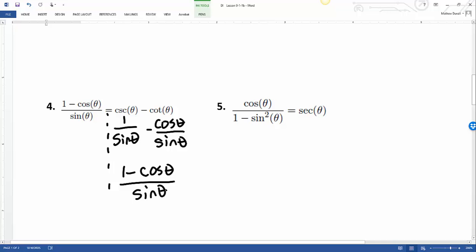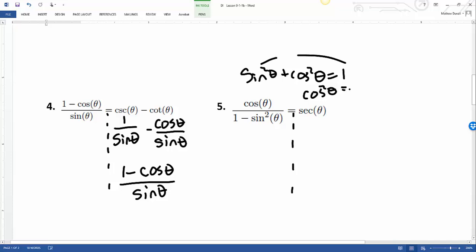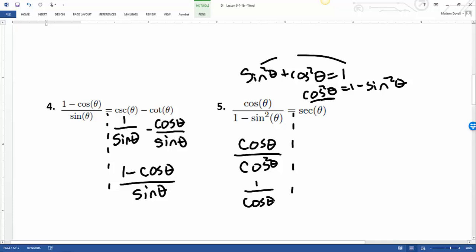Number 5, it looks like I have Pythagorean identities. So sine squared theta plus cosine squared theta equals 1. How do I get it to look like 1 minus sine squared? I subtract, so I get cosine squared theta equals 1 minus sine squared. So 1 minus sine squared equals this, so I can replace it. So now algebra, cosines cancel out, and then 1 over cosine is secant.